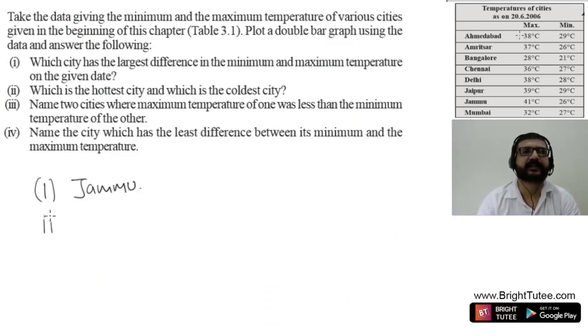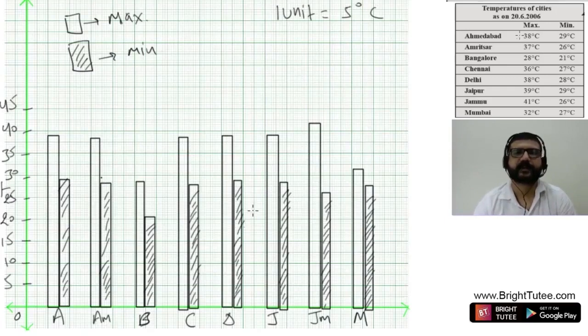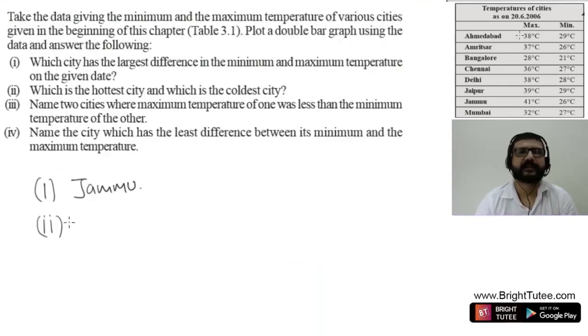Now the second question here is, which is the hottest city and which is the coldest city? Now as we can see here in the bar graph, the highest temperature or the maximum temperature is for Jammu, as we can see here, and the minimum temperature is for Bangalore, as we can see here in the bar graph. Therefore we can say the hottest city is Jammu and the coldest one is Bangalore.